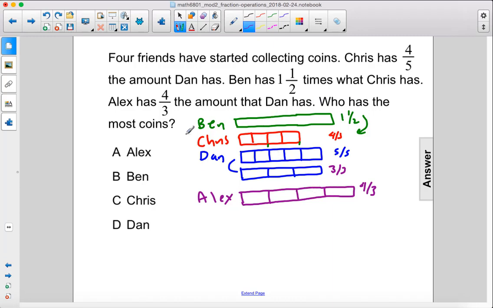So who has the most coins? Alex does. You can see the length of his strip here is longer than everyone else's. Therefore, the answer is A.